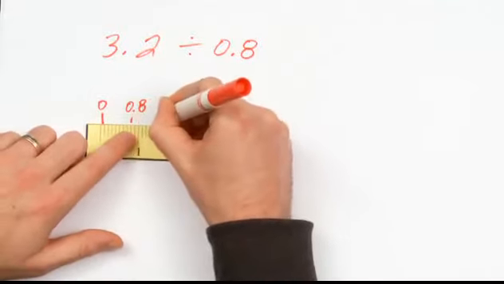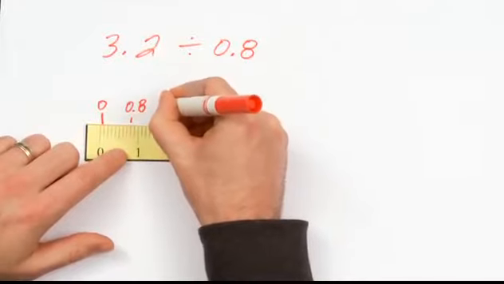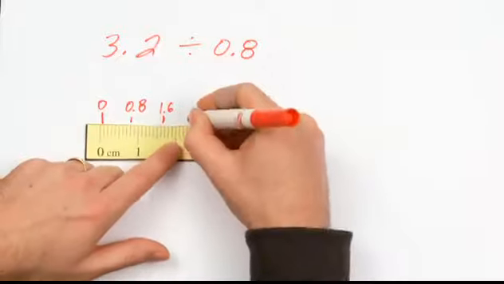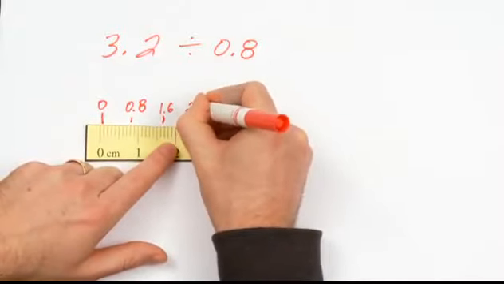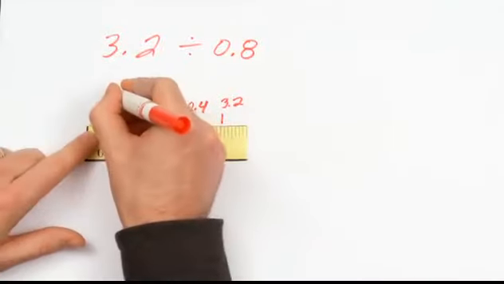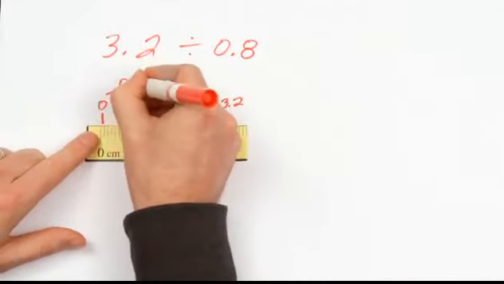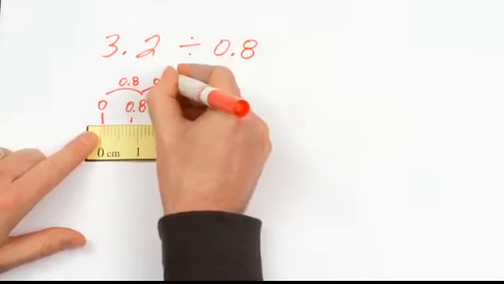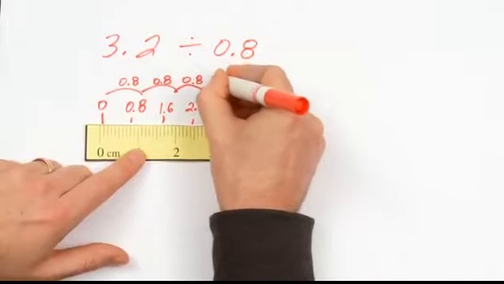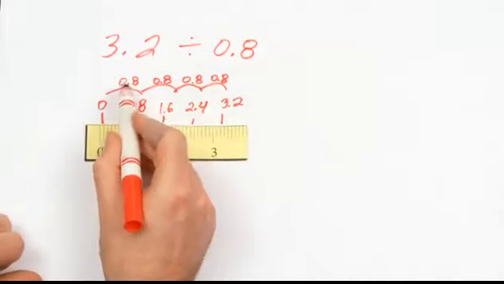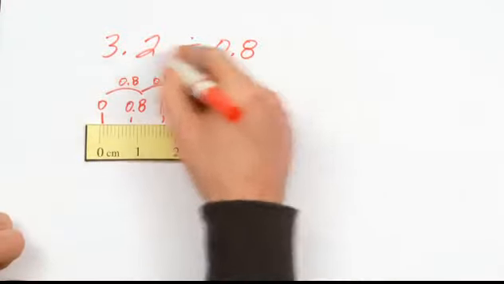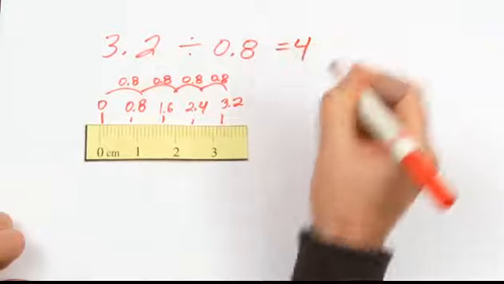If I go over to here, I've got another 8/10 at 1.6, or 1 6/10. I've got another one right here at 2 4/10, and then I'm up at 3 2/10. So I've got 1 8/10, another 8/10, another 8/10, and another 8/10. 1, 2, 3, 4 8/10 in 3 2/10. So I know the answer to that is 4.